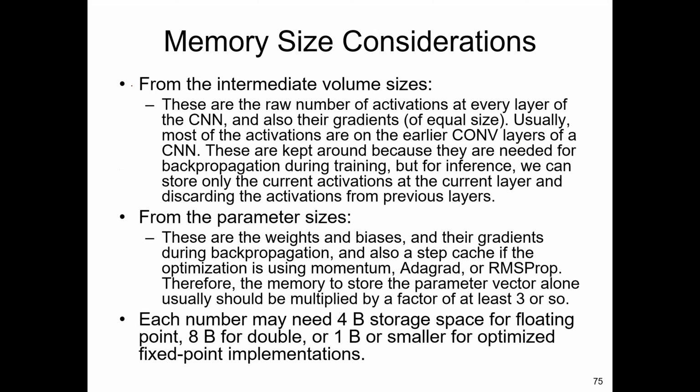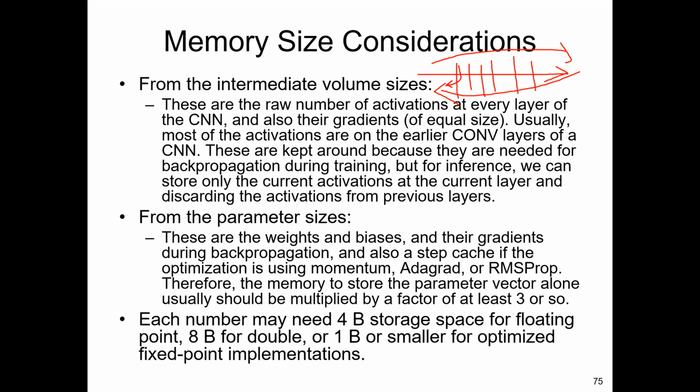And memory size considerations for the intermediate volume sizes, the activation maps: they take a lot of memory. Most of the activations are on the earlier conv layers and they need to be kept around for training because you need to do back propagation. But if you're doing inference, then you can store only the current activations at the current layer, and discard the activations from previous layers. If you're doing training, then you have a round trip, forward inference and back propagation, so you need to keep all the activation maps around. But if you have inference, you only have the forward part. Then you can compute one layer and throw away the intermediate activation maps as you go. So you can reduce the memory consumption a lot if you're doing inference.